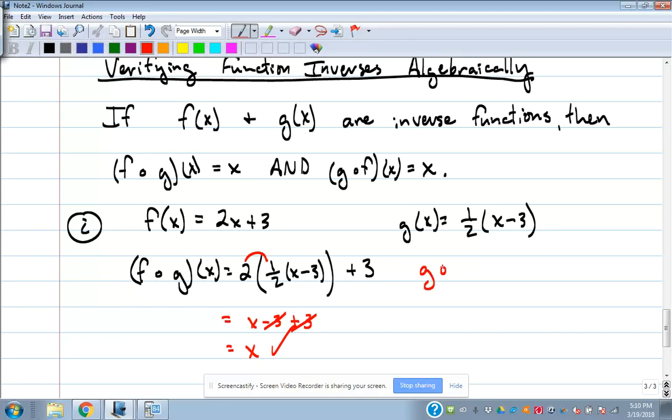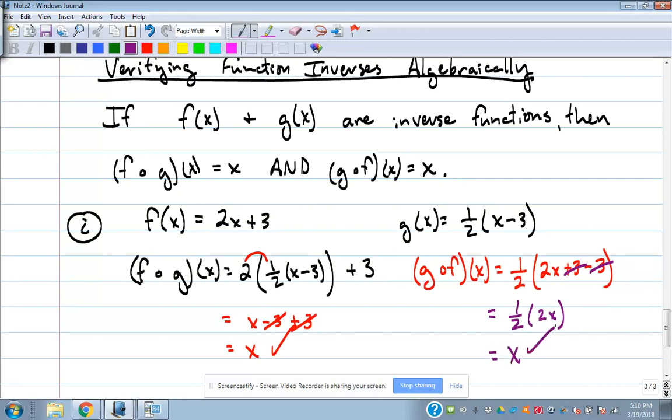G composed with f. So we're taking f of x and putting it into g of x: 1/2 (2x plus 3 minus 3). Order of operations says do the inside of the parentheses first. So that's going to be 1/2 times 2x because the 3's cancel each other. It's half of 2x, which is 1x. It's verified in that direction.